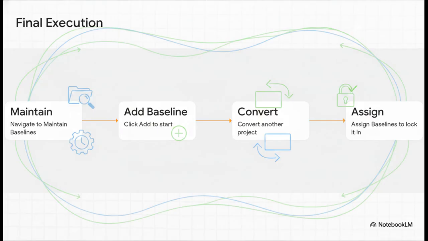Okay, the final software execution. We need to take that pristine, de-statused project and officially tell P6, hey, use this as the baseline. You go up to the project menu and select Maintain Baselines. Click Add, and then this is the key right here. You select Convert another project to a new baseline of the current project. You pick your clean copy, and boom. You then head over to Assign Baselines to lock the whole thing in. Just like that, your project is now operating against a flawlessly revised baseline.